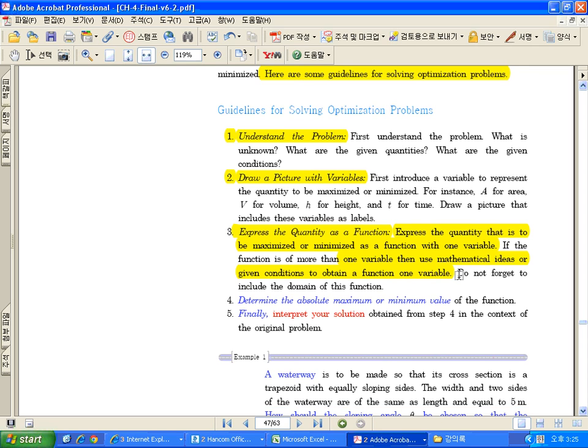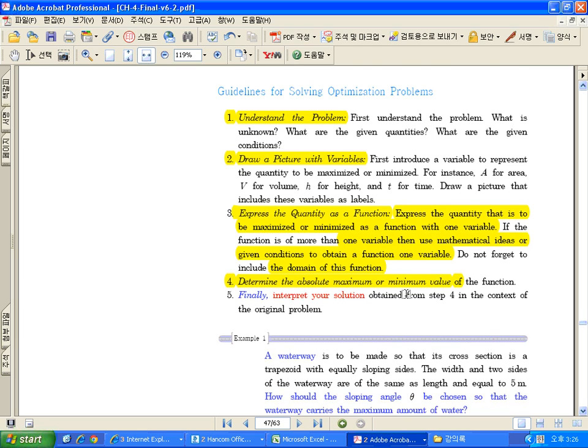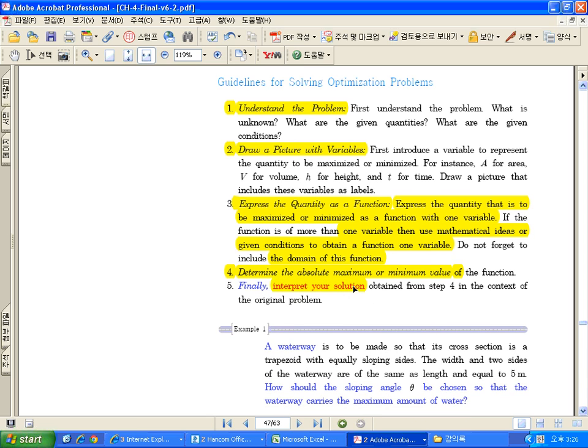And also keep in mind the domain of the function, so the meaningless solutions can be excluded in your consideration. Then determine the absolute maximum or minimum values of the function. That will give you the critical values which give the maximization or minimization problem solution. Finally, interpret your solution in the context of the original problem. That's the last step.